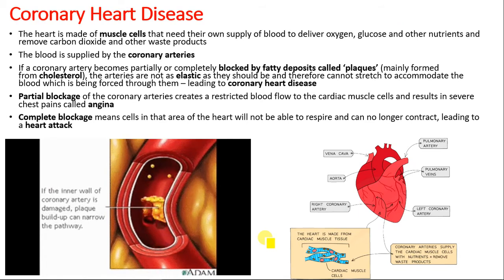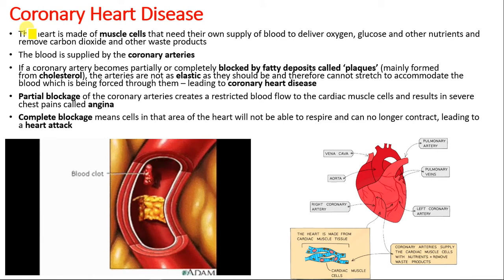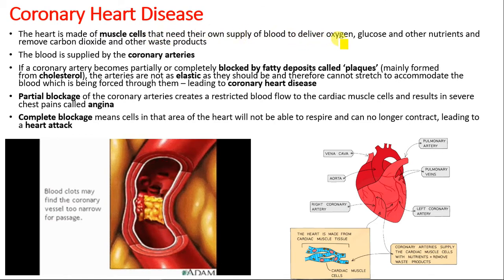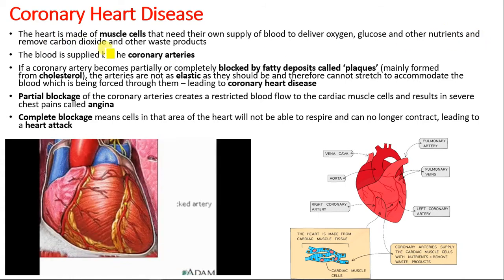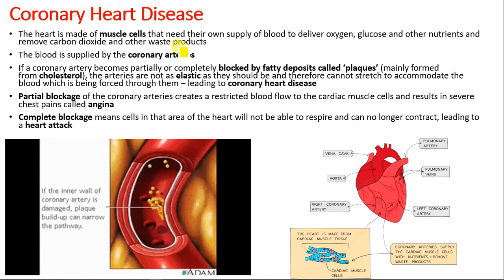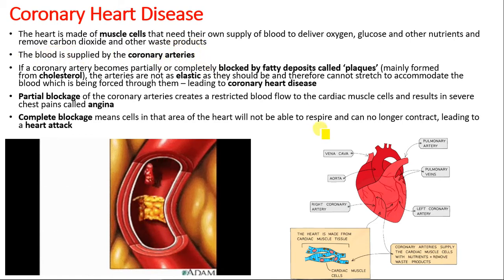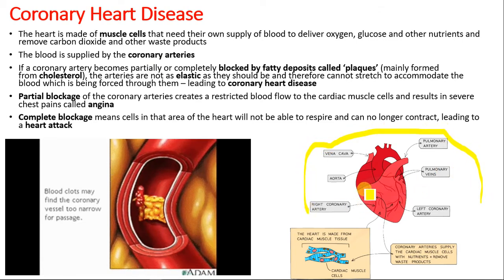Now, coronary heart disease. Like I stated earlier, the heart is made up of muscles called cardiac muscles that need their own supply of blood to deliver oxygen, glucose, and other nutrients, and remove carbon dioxide and other waste products. The blood is supplied by the coronary arteries. If you look at the heart here, you see blood vessels on top of the muscles. Those are coronary arteries.